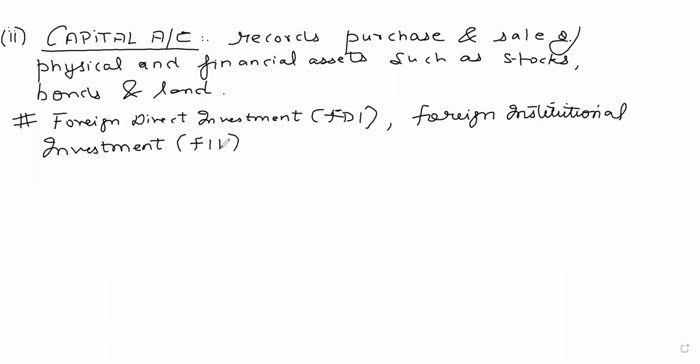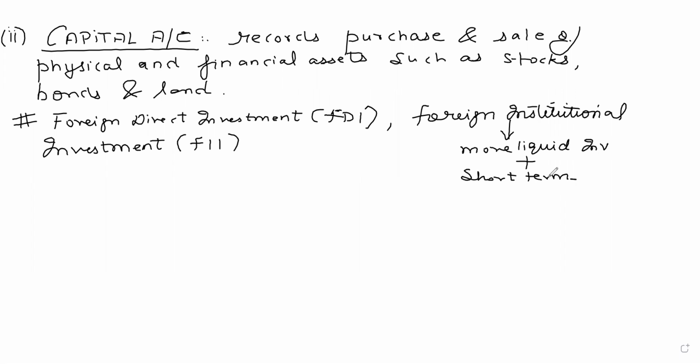So if the foreigners are investing in the stock market of the domestic economy, they are buying shares in the domestic economy. That is called foreign institutional investment. Now, foreign institutional investment is more liquid and short term. It is a more liquid investment, and it is usually for short term.